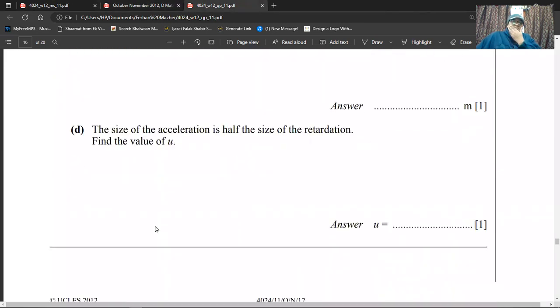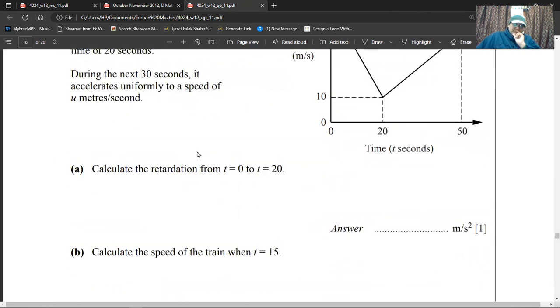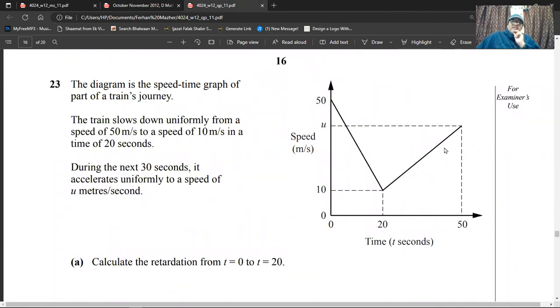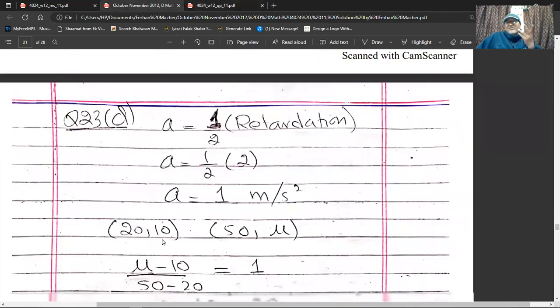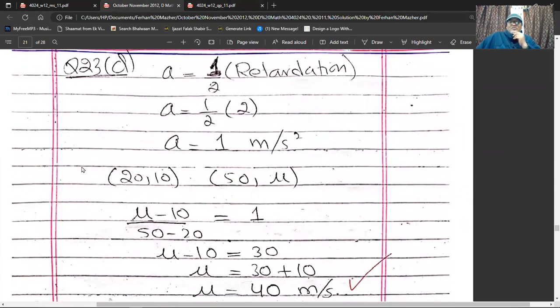Okay, then we have the D part. He says the size of the acceleration is half the size of the retardation. Find the value of u. Okay, at this point here it is accelerating. It will be (20, 10). This is (50, u). He said this acceleration is half the size of this retardation. Okay, retardation was minus 2. So the acceleration will be half of it. So it will be 1 meter per second squared.